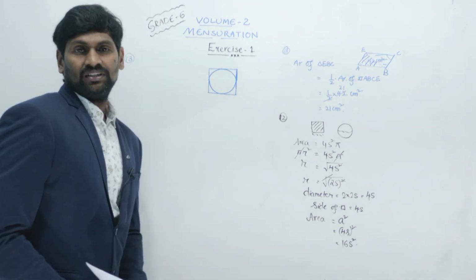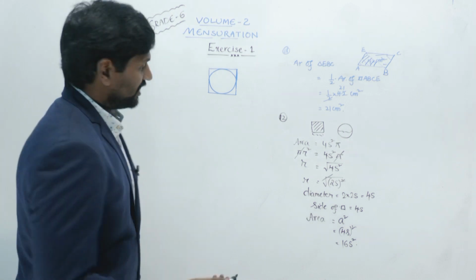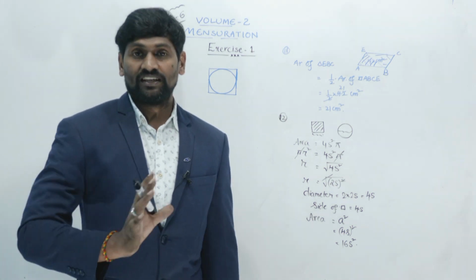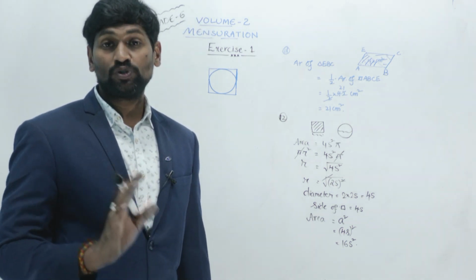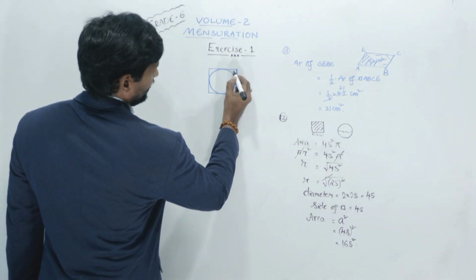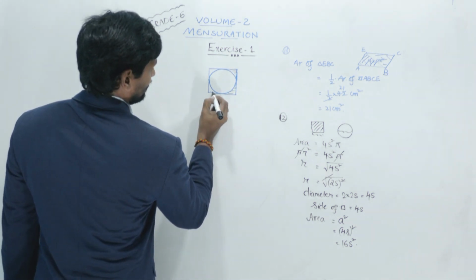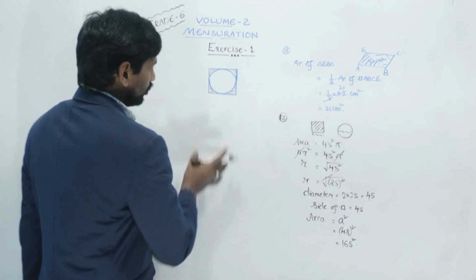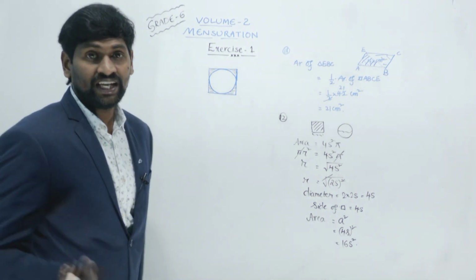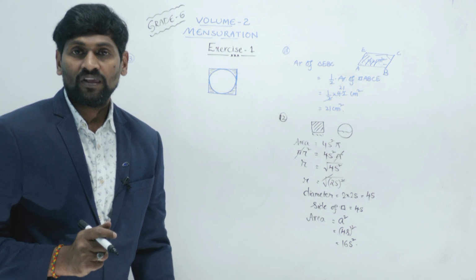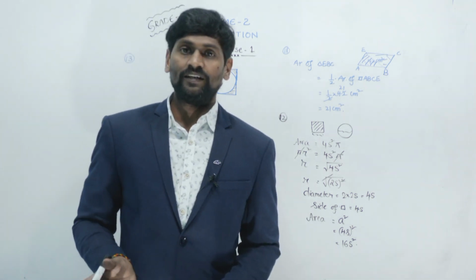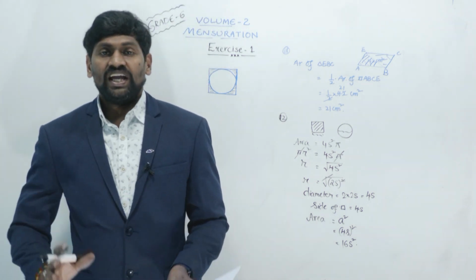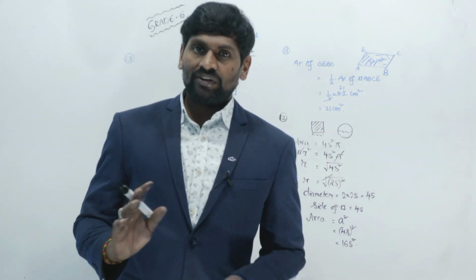From this diagram you should identify that the side of the square and the diameter of the circle are both the same. We need to find the shaded region. This is the shaded region. How will we get it? If you find the area of the square, the total area will come. If you find the area of the circle, only the circle area will come. To find the area of the shaded region, take the area of the square minus the area of the circle.